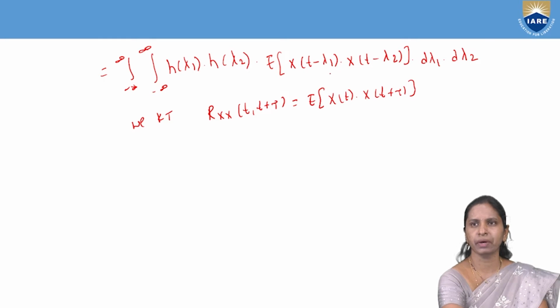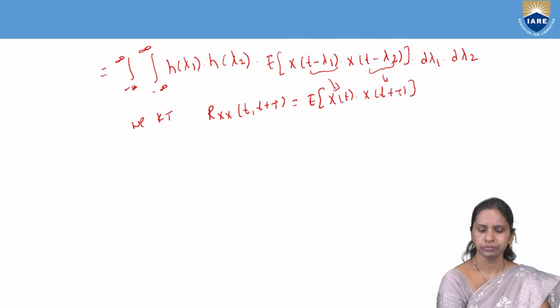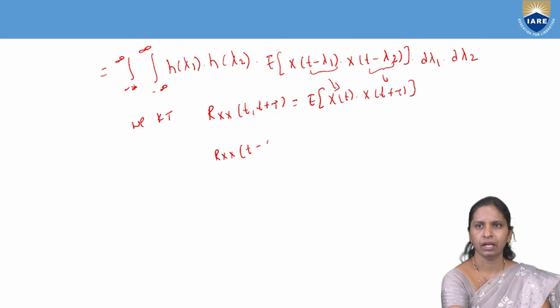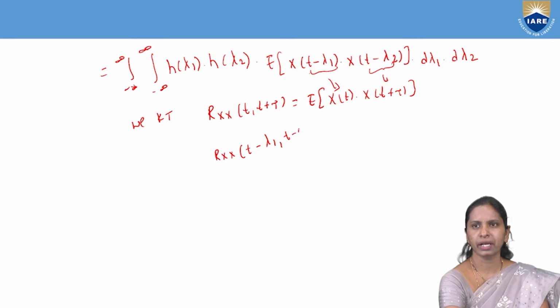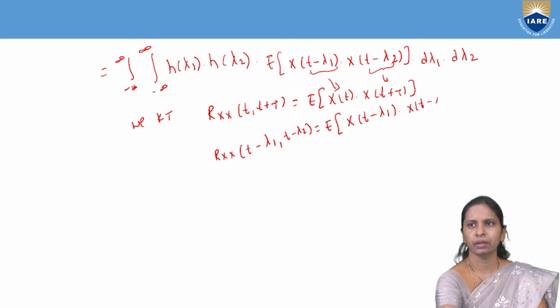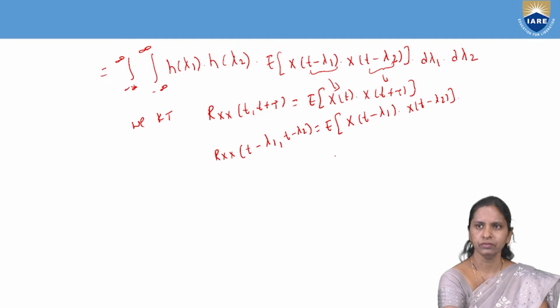Now, in place of t, I am having t minus lambda 1. In place of t plus tau, I am having t minus lambda 2. Then I can rewrite this equation as Rx of t minus lambda 1, comma, t minus lambda 2, which is equal to the expectation of x of t minus lambda 1 into x of t minus lambda 2.